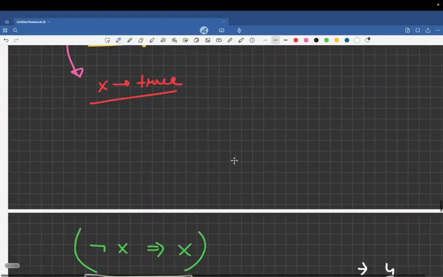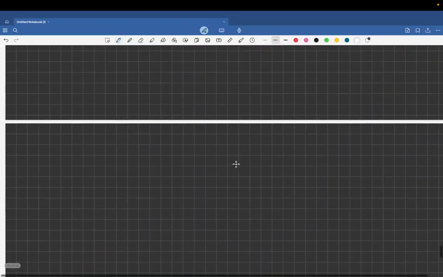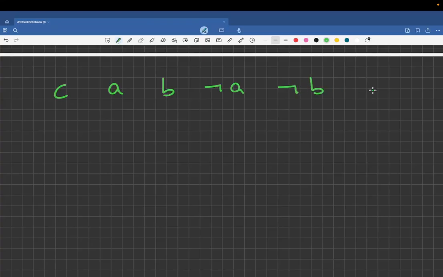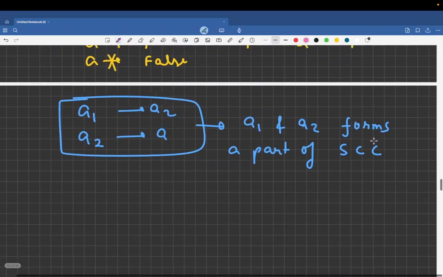So let me just write what the components are for each and every node. You have in total 6 nodes, right? C, then A, then B, then not A, not B, and not C. These are the 6 variables that you have. So for C the component number is 1. For A and B it is 2. For not A, not B it is 3. And for not C it is 4. This is what you have, right?